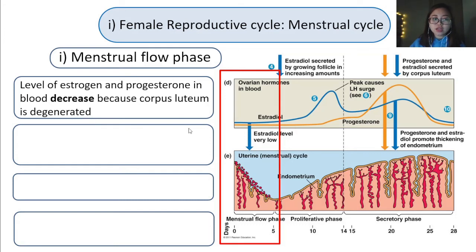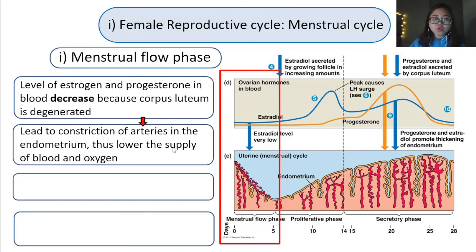Estrogen, progesterone decreased. It leads to constriction of arteries in the endometrium, thus lower the supply of blood and oxygen. Kurang estrogen, kurang progesterone, saluran darah dalam endometrium wall semakin mengecut. Constriction of arteries. Oleh itu, sebab saluran darah di sini mengecut, sel-sel dalam dinding uterus di dinding endometrium kekurangan darah dan kekurangan oksigen.